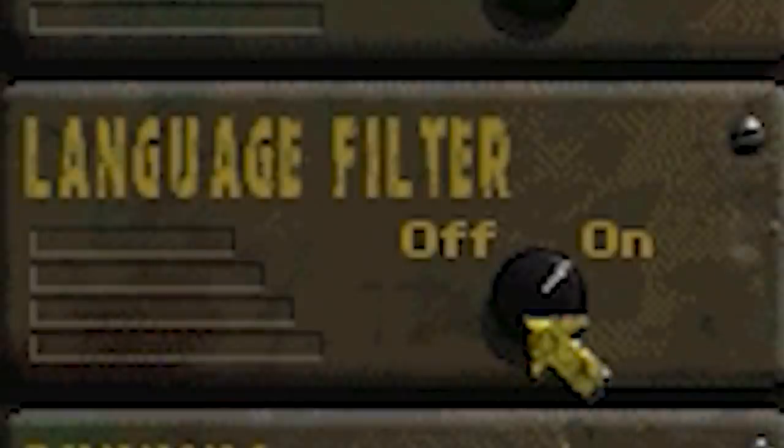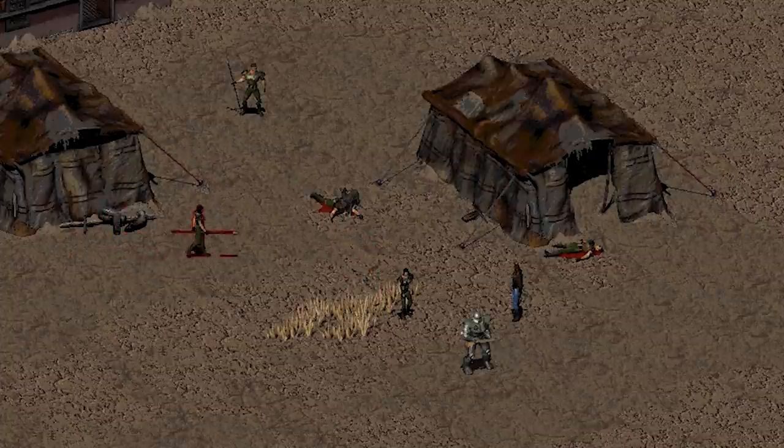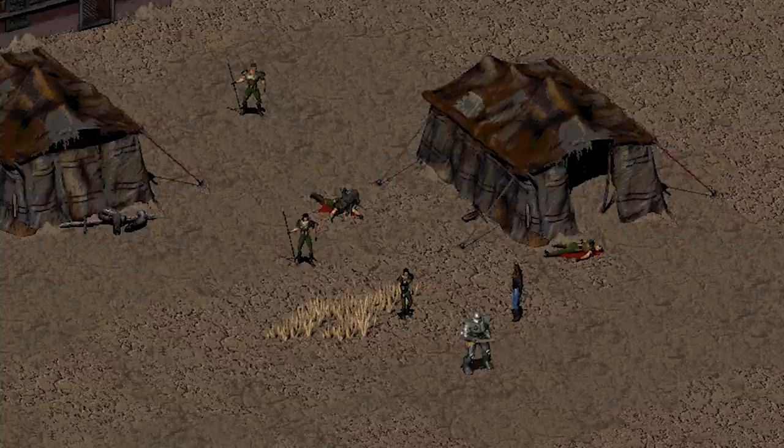Fallout has a language filter in the settings menu that censors words that could be considered offensive. Ironically, the Steam and GOG versions don't have any English words censored, just other languages. So if you turn the filter on and have English as your language, it has no effect.